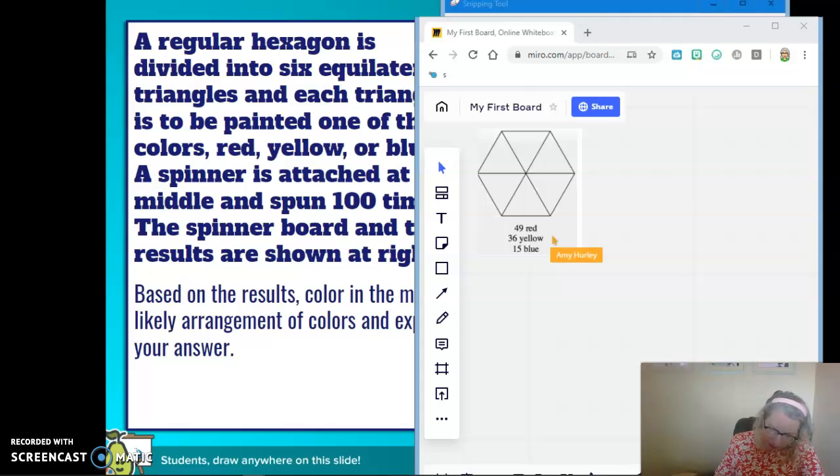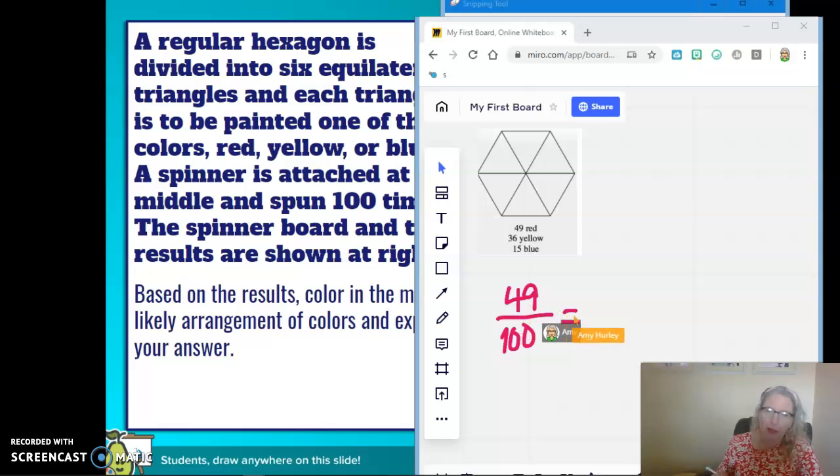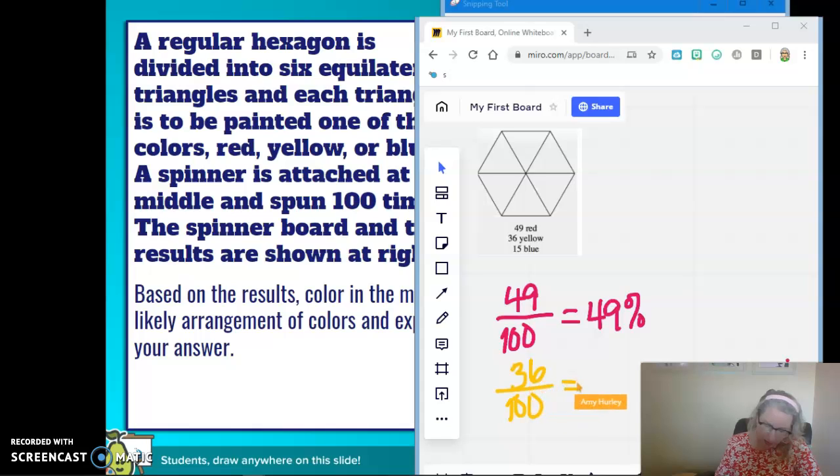Well, if we spun the spinner and got 49 reds out of 100 spins, that's pretty darn close to half. That's pretty darn close to 50%. 49 out of 100 is 49%, which is very, very close to 50%. If we got 36 yellow out of 100, well, that's 36% right there. That's a little more than a third.